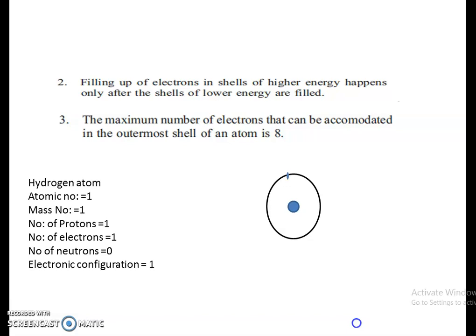We should not fill the highest energy level first and the lowest energy level second. So we should not do it like that. First we should fill the lowest energy level, then go on filling according to increasing energy level.